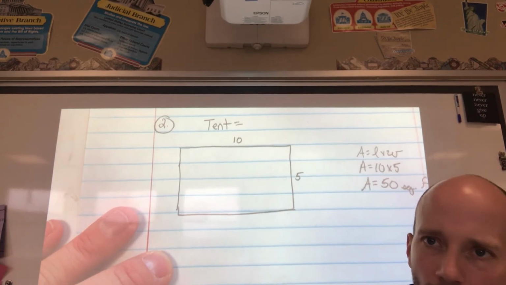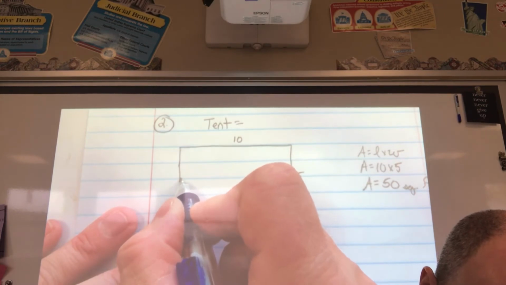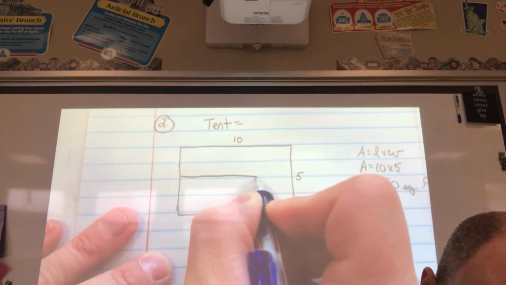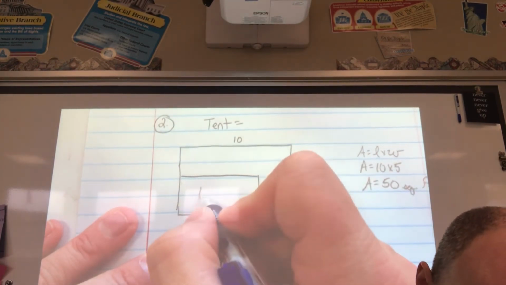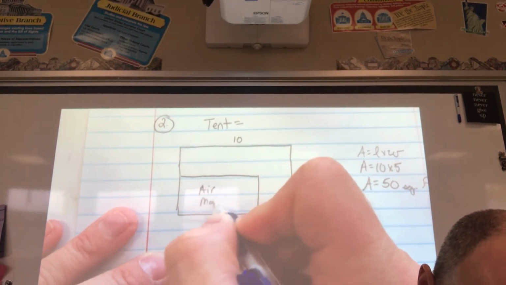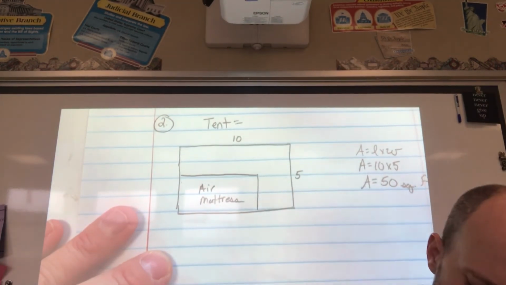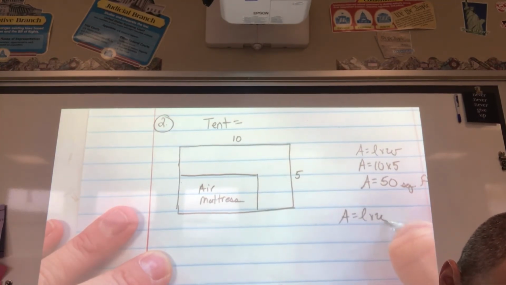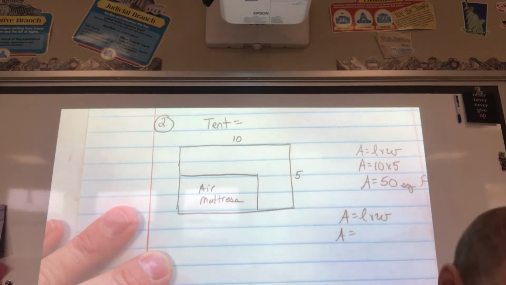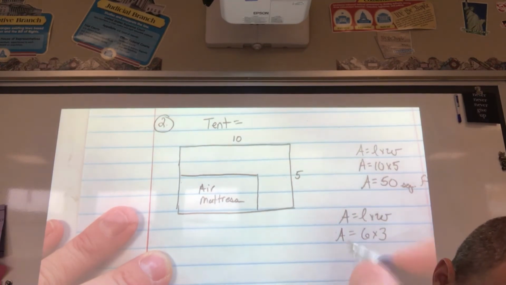But now he's going to throw in his air mattress. I'm going to go about this size with it, guys. I'm going to try to make it 6, which is a little past halfway, and 3, a little past this way. I'm going to put air mattress. So now I'm going to find the area for the air mattress. So area would be length times width. If you remember, his air mattress was 6 by 3. Area gives me 18 square feet.